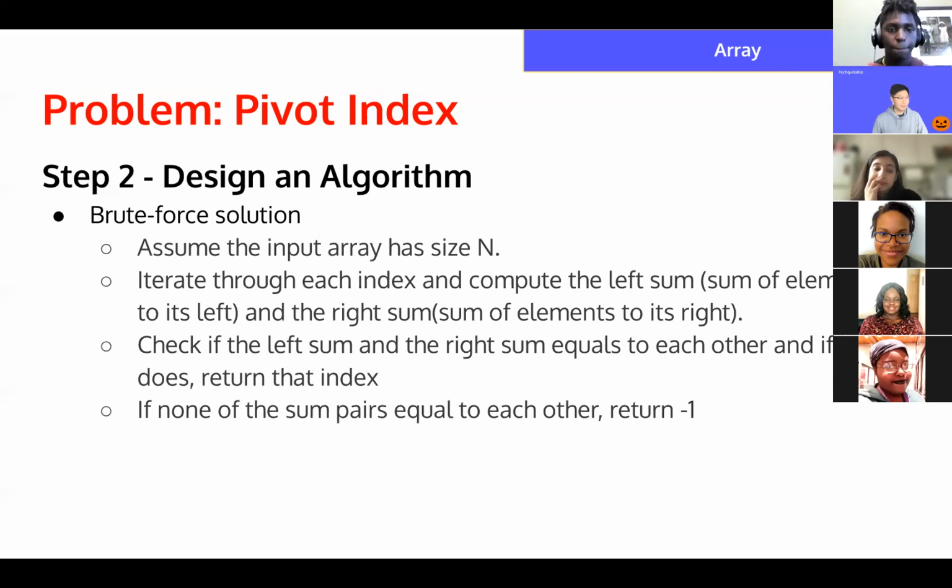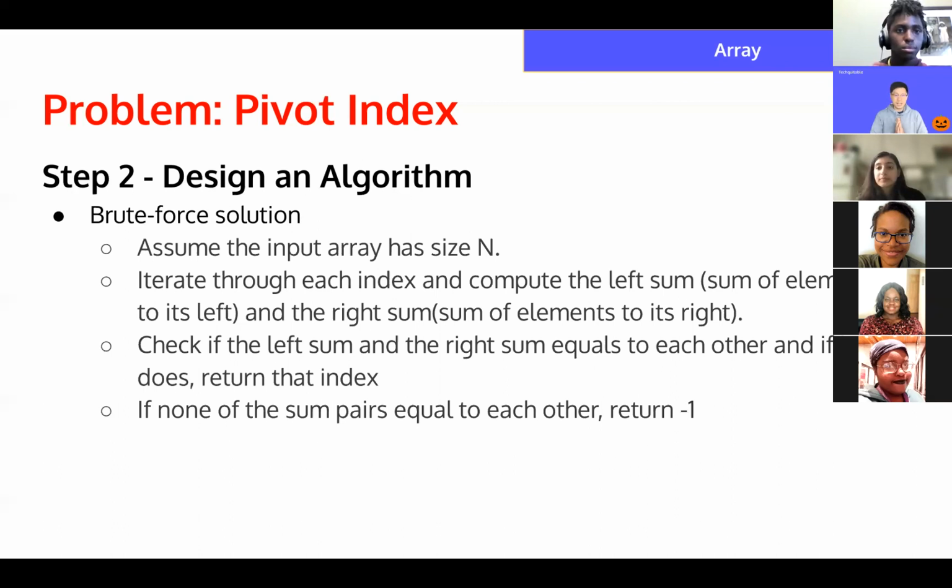This is basically what you have described. What we could do here is iterate through each index, as you were saying, and then do that calculation for each of them: calculate the sum of all the elements to the left of it, and then the sum of all the elements to the right of it, and compare them. If they're equal, you got the pivot index, just return that. If not, then we'll move on to the next element and do the same process again, right?